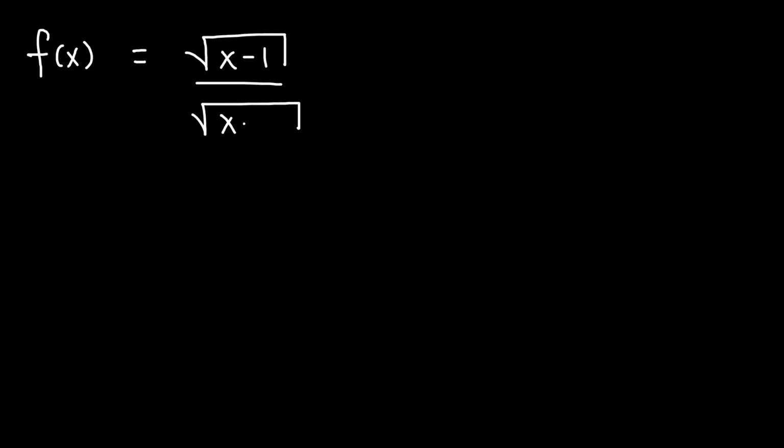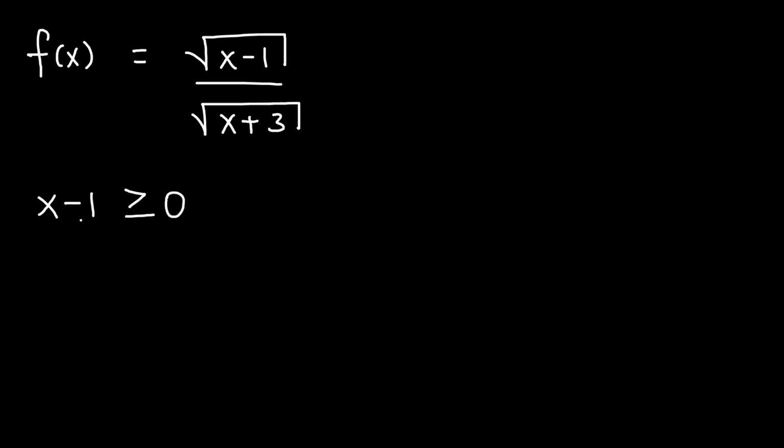Let's look at our last example. Let's say we have the function f of x equal to the square root of x minus 1 divided by the square root of x plus 3. How can we find the domain of this function? Let's start with the numerator, which is the square root of x minus 1. In this case, we know that x minus 1 should be greater than or equal to 0, because we can't have a negative inside a square root.